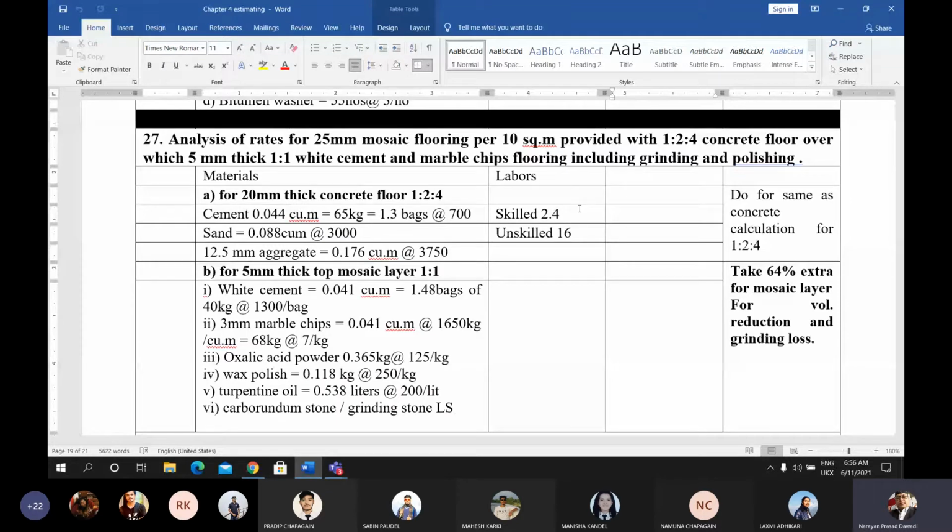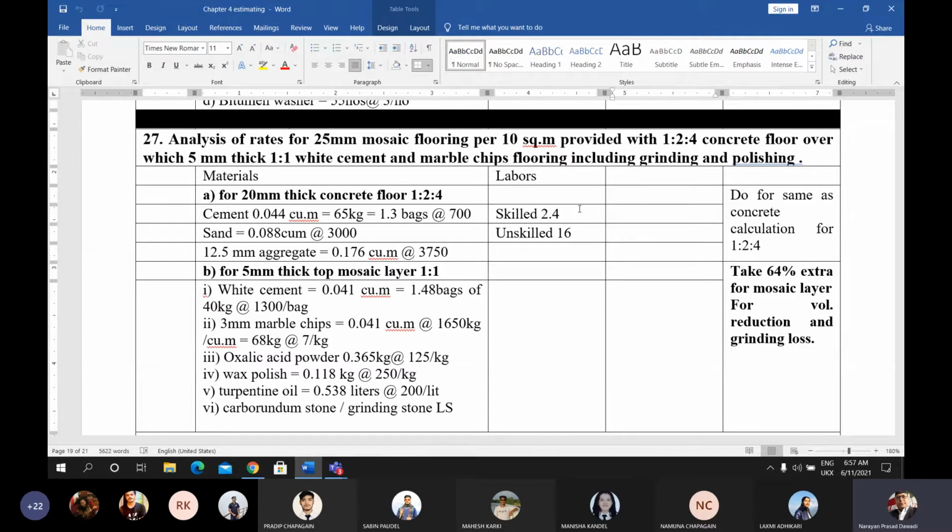This is the mosaic flooring, and the top of the mosaic flooring can be seen with the shining marble chips. This is one type of flooring. This may be asked in the question in the examination.